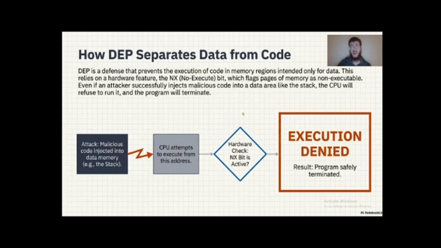It's like having a physical lock that prevents weapons from being used in certain areas. So in summary, DEP prevents the attacker's smuggled code from running. Now, what if we want to catch attackers in progress before they can cause damage?